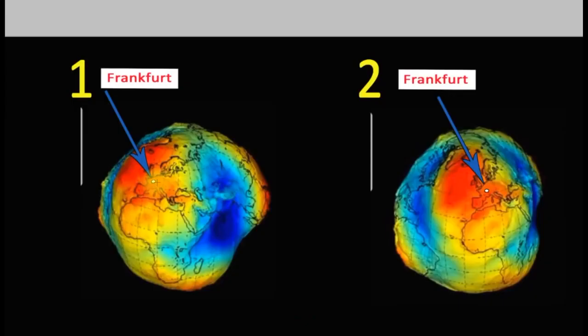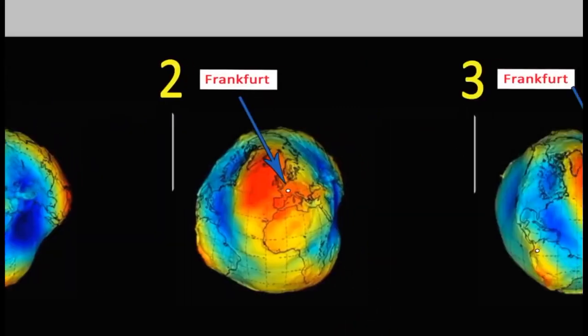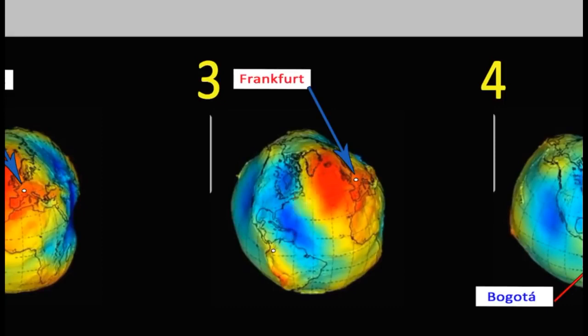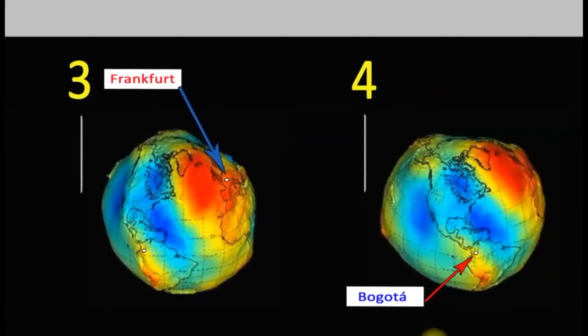So here we have Frankfurt in this image right there. And as Earth turns, because according to the heliocentric model it has to spin, you will see that this area here on this model is flat, as I'm going to show from another angle. Here we have Bogota in Colombia.